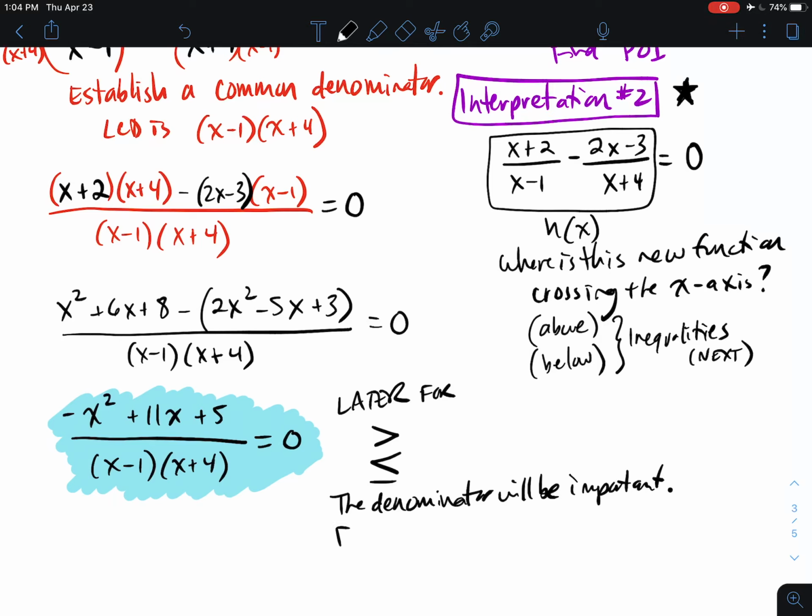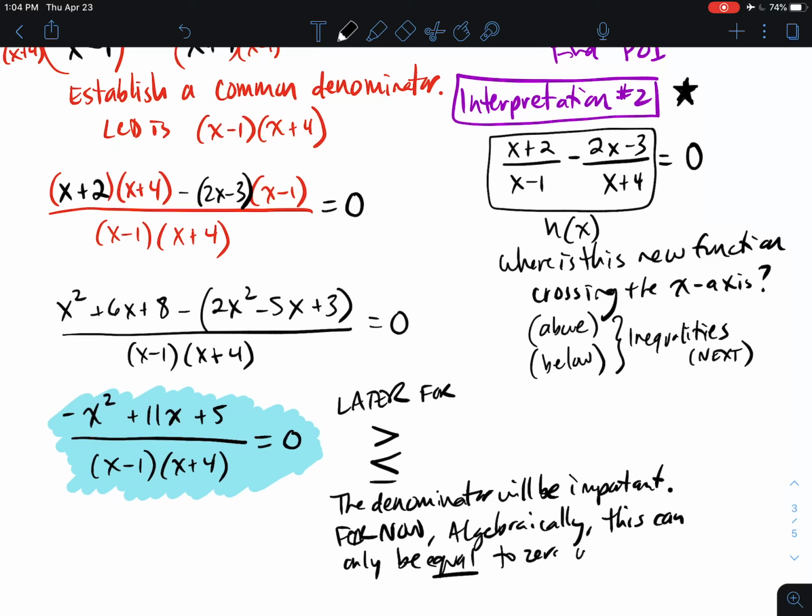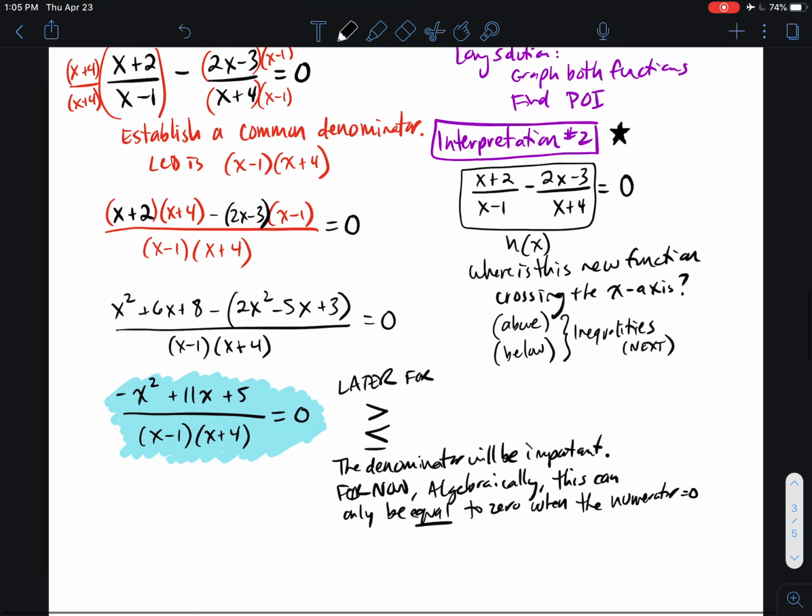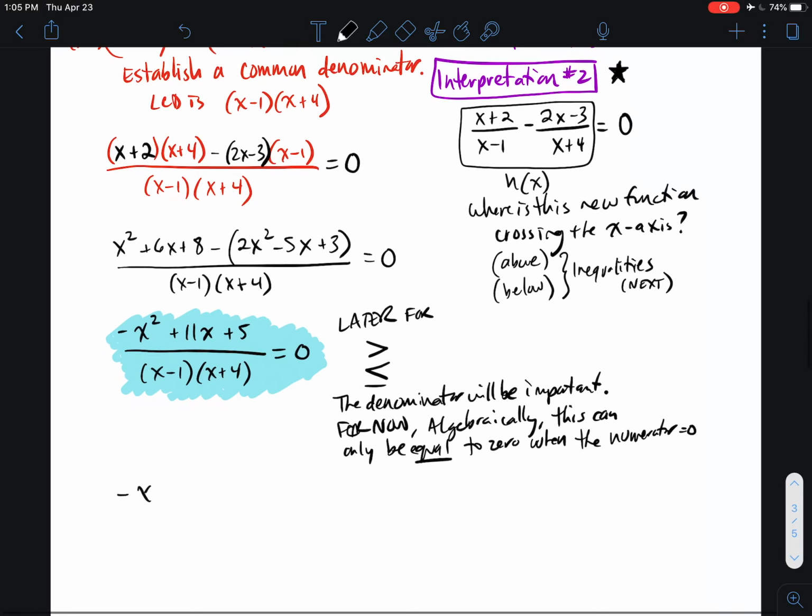But for now, algebraically, we know this can only be equal to 0 when the numerator is. Okay, so because of that, I can use that here. So this equation is true when the numerator is equal to 0. Okay, so I can kind of take that apart.